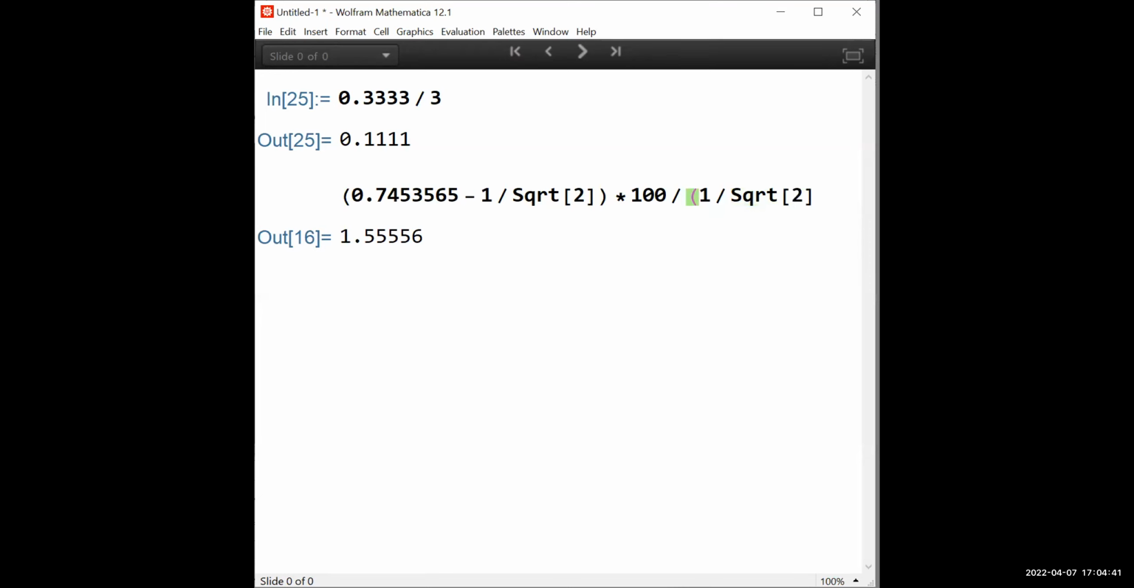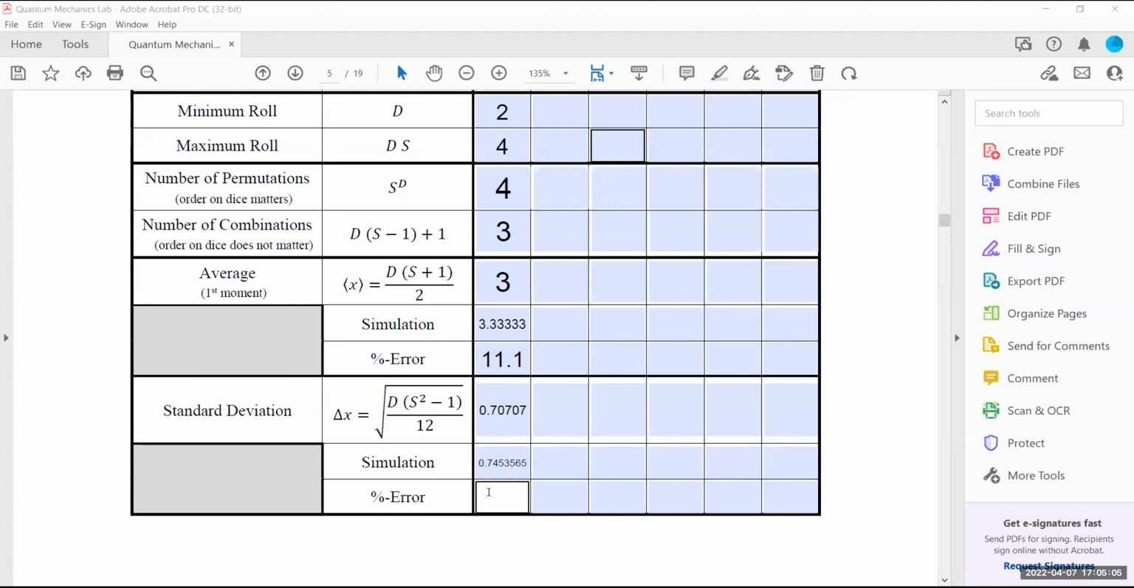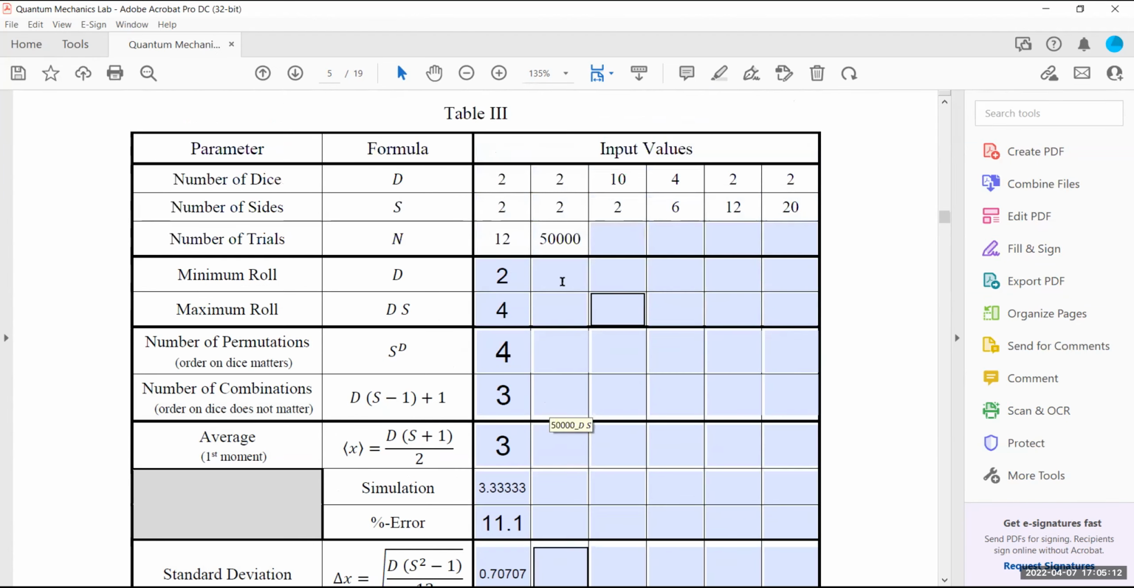I hope I didn't make a mistake in here. And shift enter. It's giving me an error of 5.409%, 5.4%. Remember I multiplied it by 100, so this should really be 0.054. Okay, so I'm going to go back into my PDF file, and I'm going to write in here 5.4% error. Okay, I'm going to do the same experiment, but with 50,000.